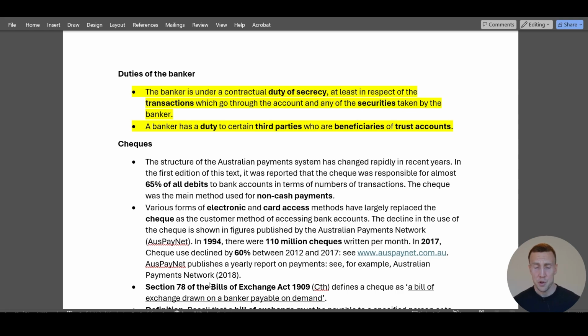So we have duties of the banker. The banker is under a contractual duty of secrecy, at least in respect of the transactions which go through the account and any of the securities taken by the banker. A banker has a duty to certain third parties who are beneficiaries of trust accounts.